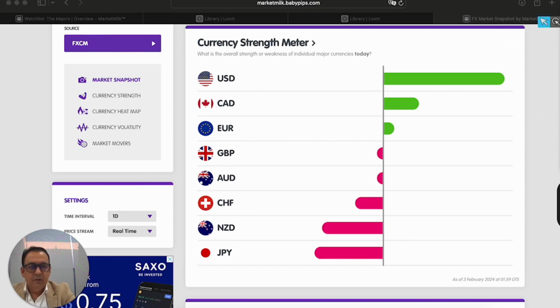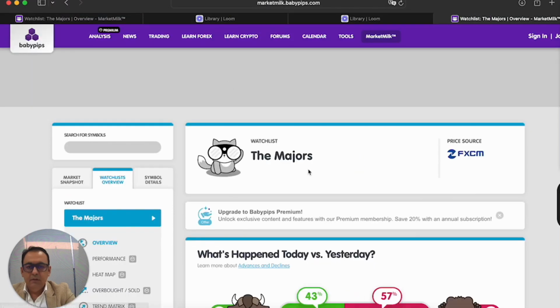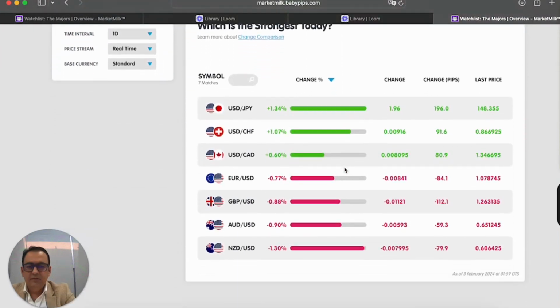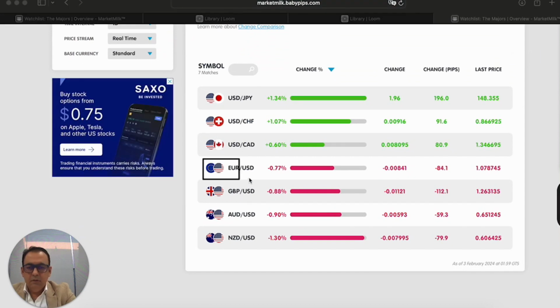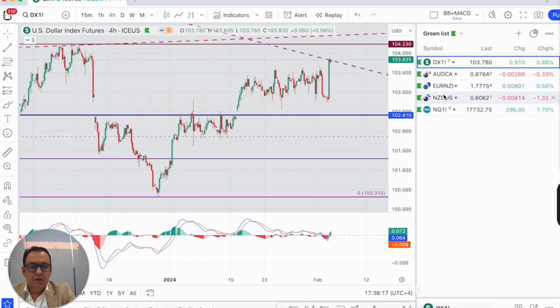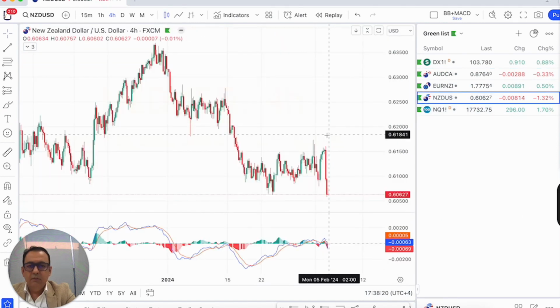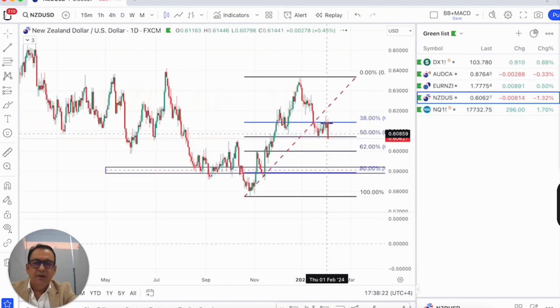So let's click on USD and compare the various currencies against the dollar. So against the dollar, if we compare, the weakest currency is New Zealand. So it definitely makes sense to short New Zealand USD in the coming week. So let's move back to the charts and pick New Zealand US dollar. Now I'll start from the daily time frame.